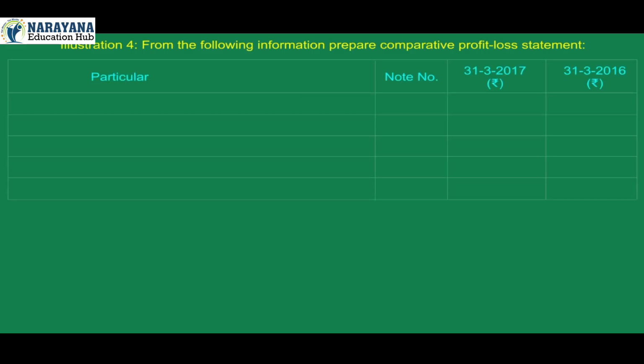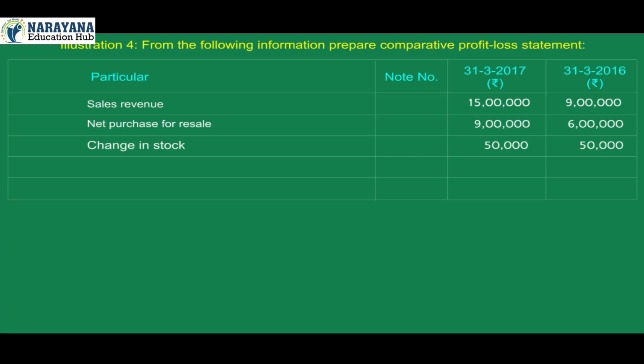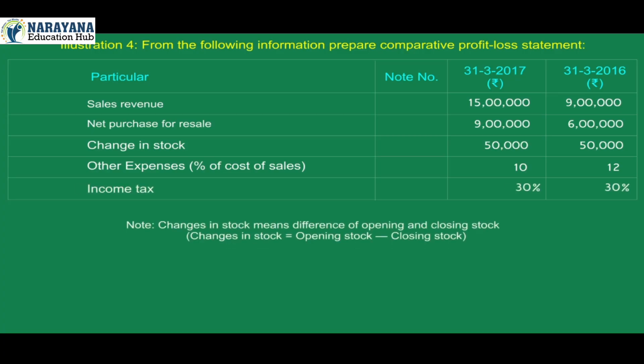Particulars, note number, 31st March 2017, 31st March 2016. Sales revenue 15 lakh, 9 lakh. Net purchase for resale 9 lakh, 6 lakh. Change in stock 50,000, 50,000. Other expenses, percentage of cost of sales, 10, 12. Income tax 30%, 30%. Note: changes in stock means difference of opening and closing stock.